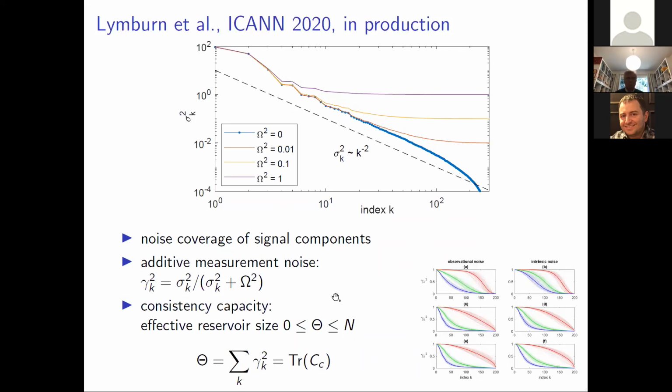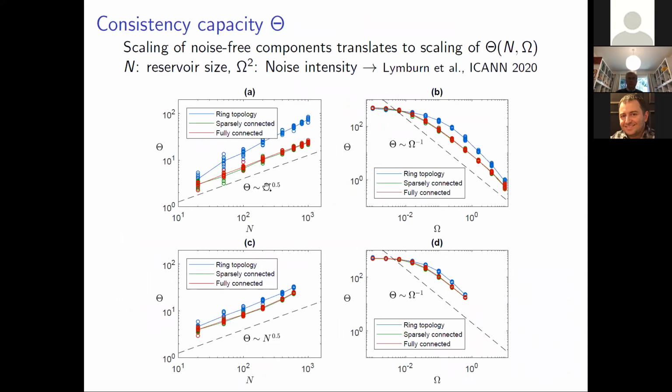One thing we also figured out, which is a sensible measure, and that's also analytically directly related to performance, is that when you sum up over this entire spectrum, you get an interesting measure, this, what you call theta, which we call the consistency capacity. And if we look at this capacity, we see some interesting scaling laws. Namely, if we change the reservoir size, we see that the capacity scales with the square root of the reservoir size. If we change the noise intensity for a fixed reservoir size, we see the capacity scales with the inverse of the noise intensity.